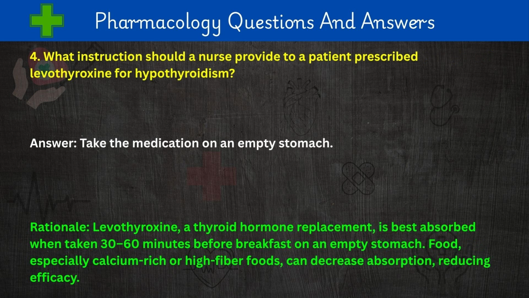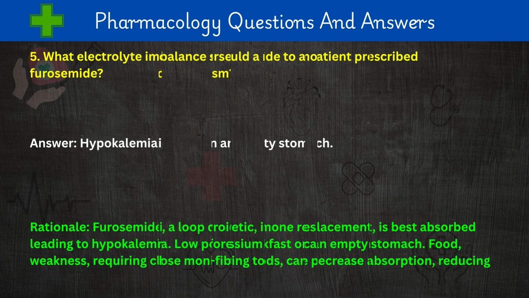4. What instruction should a nurse provide to a patient prescribed levothyroxine for hypothyroidism? Answer. Take the medication on an empty stomach. Rationale. Levothyroxine, a thyroid hormone replacement, is best absorbed when taken 30 to 60 minutes before breakfast on an empty stomach. Food, especially calcium-rich or high-fiber foods, can decrease absorption, reducing efficacy.